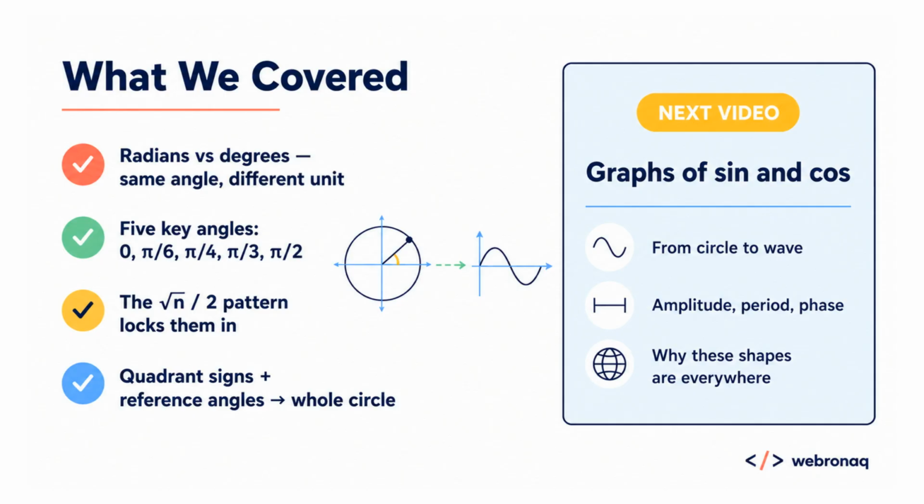In the next video, we're going to take this circle and unroll it, turn it into the classic sine and cosine wave graphs. We'll see what amplitude, period, and phase actually mean, and why these wave shapes show up everywhere, in sound, in light, in electrical signals, in animation. The circle and the wave are the same thing, just drawn differently.